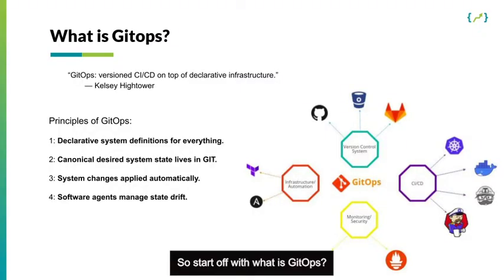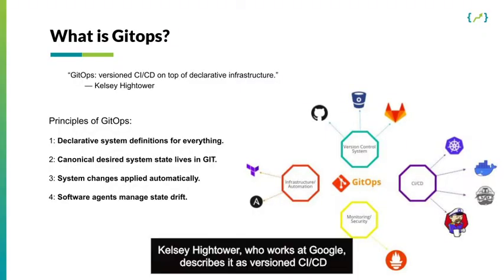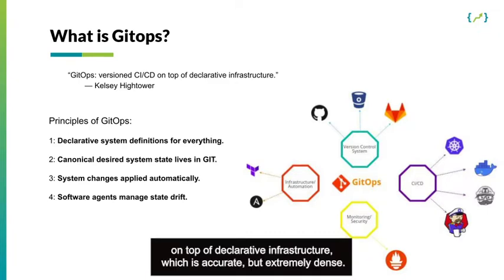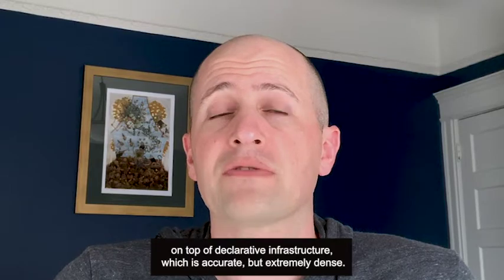So we'll start off with what is GitOps. Kelsey Hightower, who works at Google, describes it as versioned CI/CD on top of declarative infrastructure, which is accurate but extremely dense. So we'll unpack this as we go.